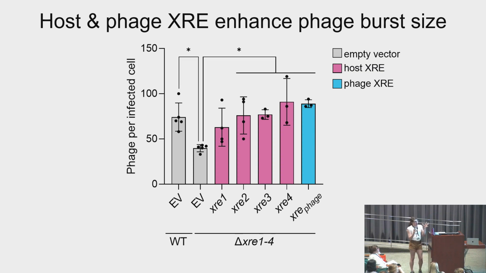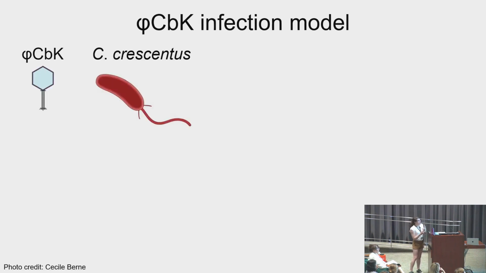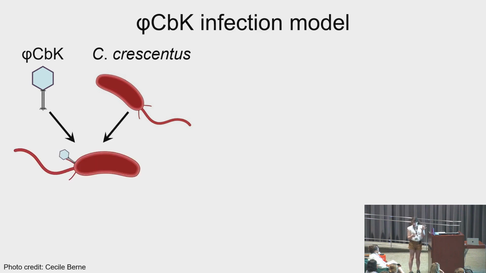So I want to start wrapping this into a model of how we're really starting to think about this phage infection and where we're planning to go from here on out. We know that this φCbK phage can infect Caulobacter, and during this infection, it will produce this XRE phage.